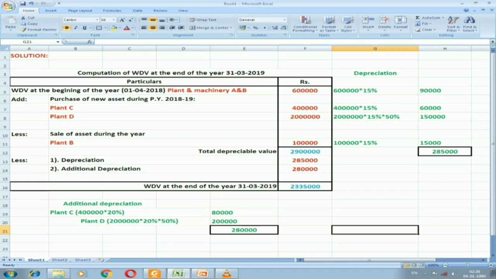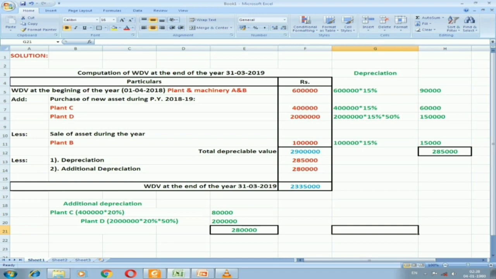And one more thing, finding out whether it is used for less than 180 days or more than 180 days is very important because of the half rate. So how to find out if it is used for less than 180 days or more than 180 days? Just remember we have the previous year 2018-19, which starts from 1/4/2018 and ends on 31/3/2019. So during this period we need to remember the days for which the asset is used.